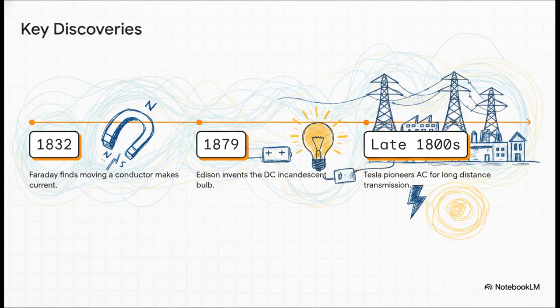Fast forward to 1879, Thomas Edison rolls out the first long-lasting direct current, or DC, incandescent light bulb. But it was in the late 1800s that Nikola Tesla stepped up and pioneered alternating current, or AC electricity. Tesla's AC power was a real game changer because it made it way cheaper to shoot energy across long distances, which meant indoor lighting and factory machines could finally become an everyday reality. These folks figured out exactly how to tame an invisible force.